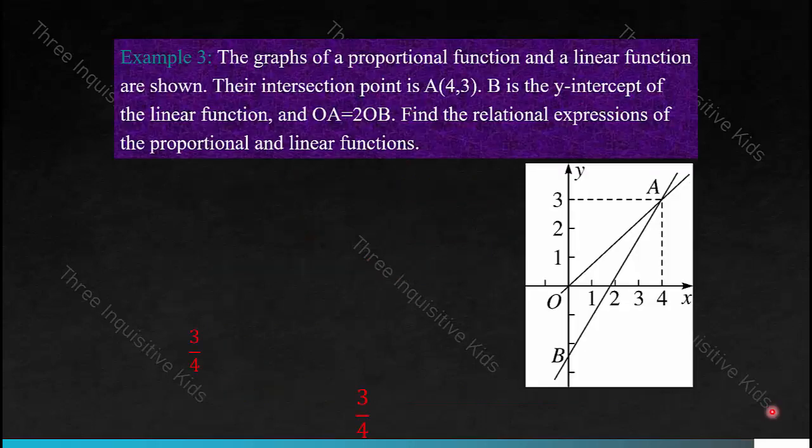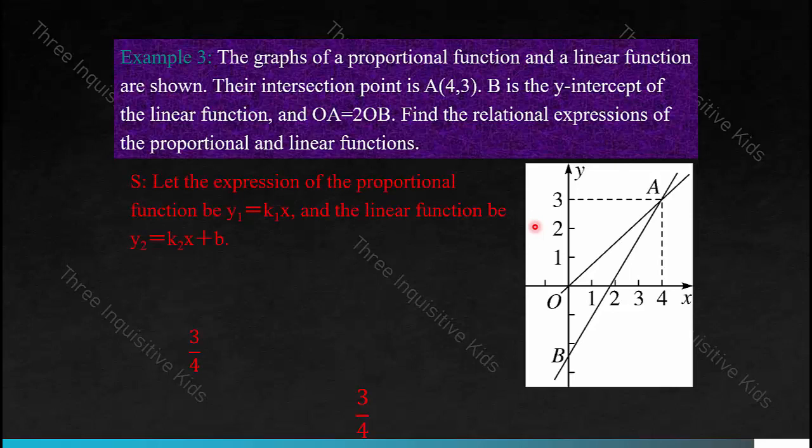Example 3. The graphs of a proportional and a linear function are shown. Their intersection point is at point A, whose coordinates are (4, 3). B is the y-intercept of the linear function, and OA is equal to 2 times OB. So here, OA is double the length of OB. Find the relational expressions of the proportional and linear functions. I want you to try to pause the video and see if you can solve this problem on your own, and then we're going to come back and talk about it.